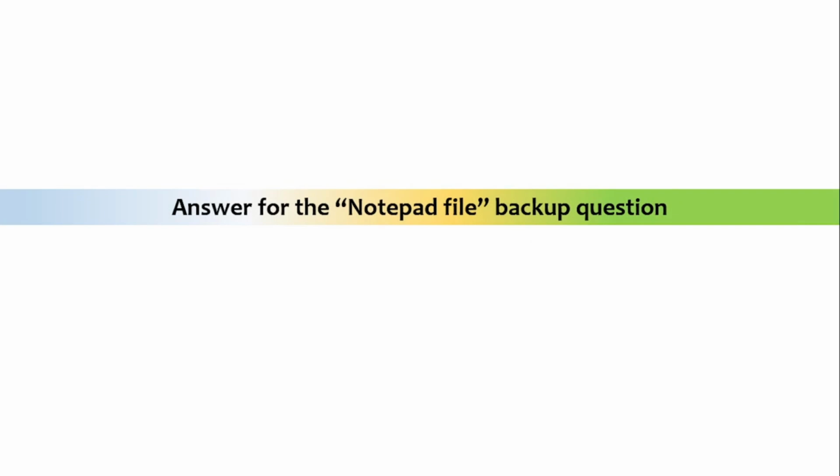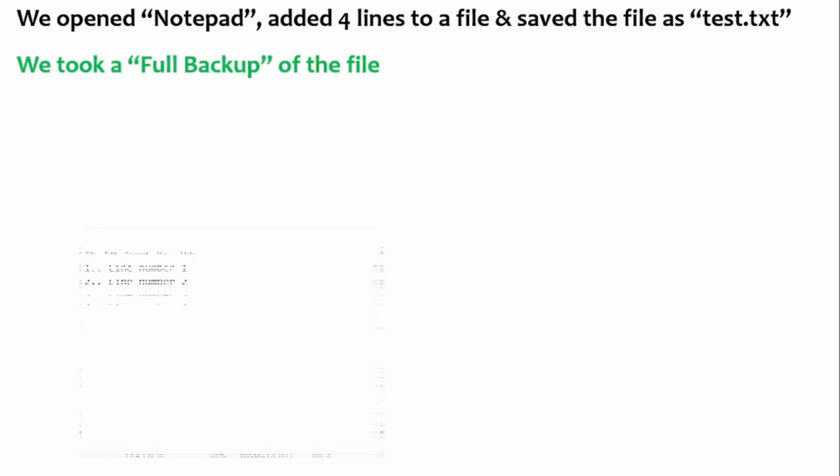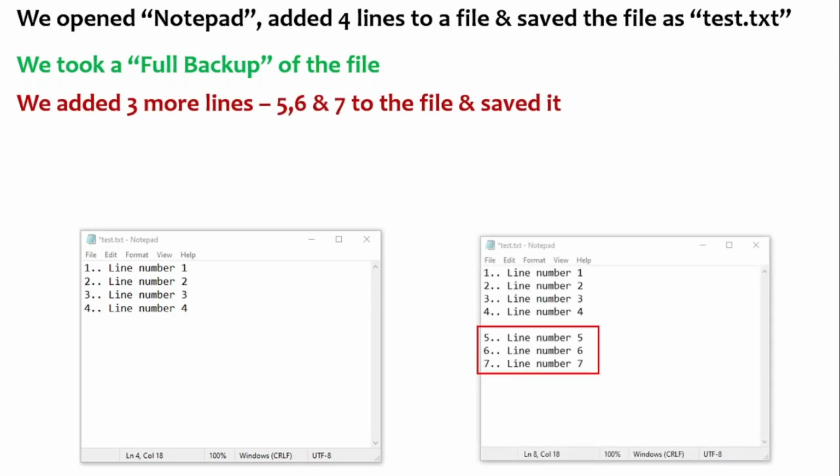So let's come back to the notepad file backup question. You have to understand this concept, how the backup works. So again, we opened up notepad, added 4 lines to the file and saved the file as test.txt. We took a full backup of the file. Now see over here, after taking the full backup, the archive bit is turned off. Then we added 3 more lines, 5, 6, 7, to the file and saved it.